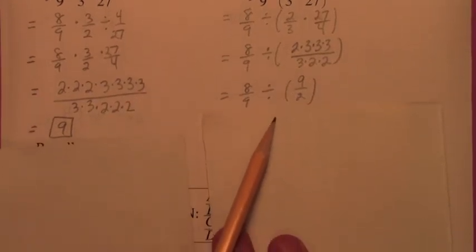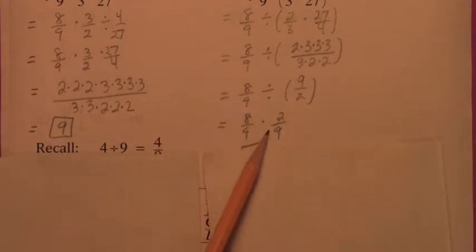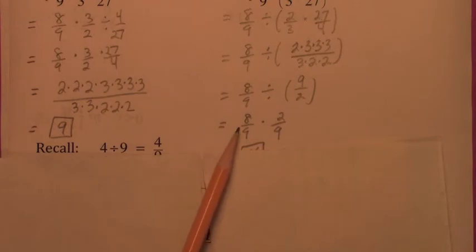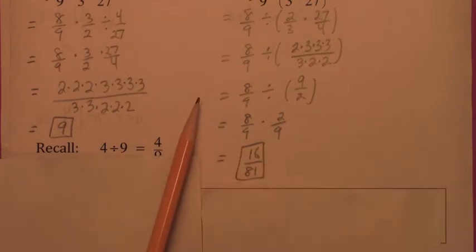Now I'm going to flip it over, and you get 8 nines times 2 nines. It looks like nothing cancels. You see why I can tell that nothing's going to cancel? Because the bottom is just a bunch of 3s, the top is just a bunch of 2s, so that's why your answer is 16 over 81.